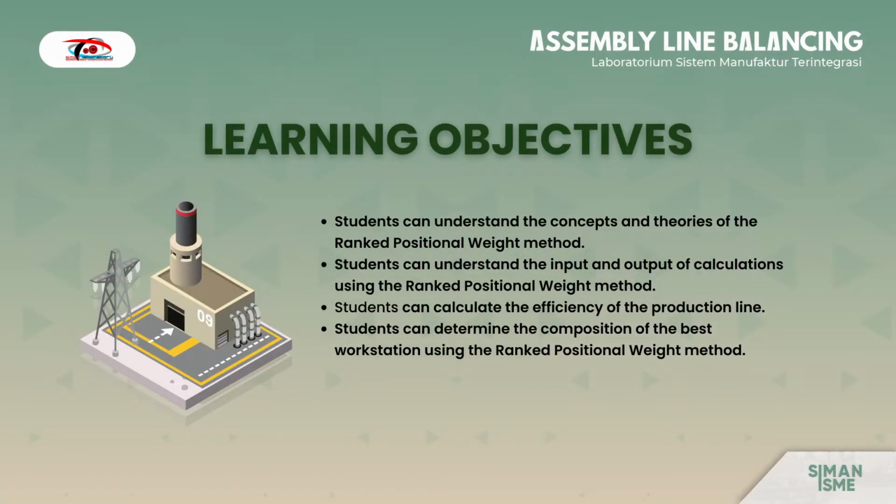The learning objectives: first, students can understand the concept and theories of the ranked positional weight method. Second, students can understand the input and output of calculation using the ranked positional weight method. Third, students can calculate the efficiency of the production line. And the last is students can determine the composition of the base workstation using the ranked positional weight method.